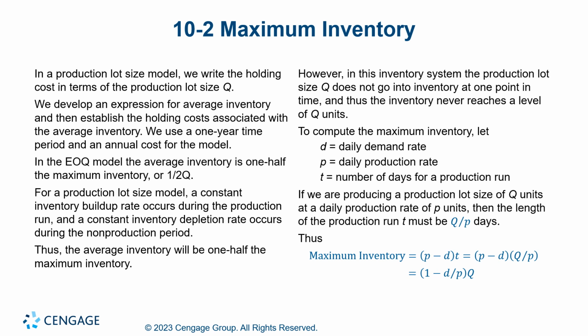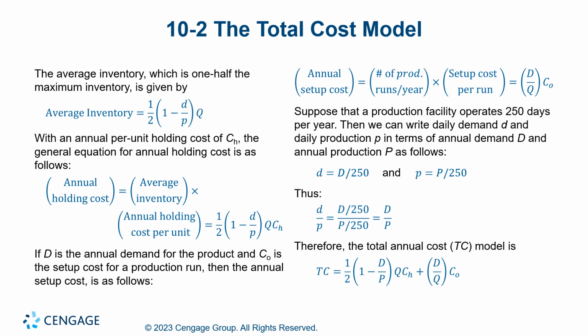So we can say that the maximum inventory is equal to (P minus D) times T, or because T is equal to Q divided by P, by rearranging all this we get maximum inventory equal to (1 minus D divided by P) times Q. The average inventory is given by 1 over 2 multiplied by (1 minus D over P) times Q.